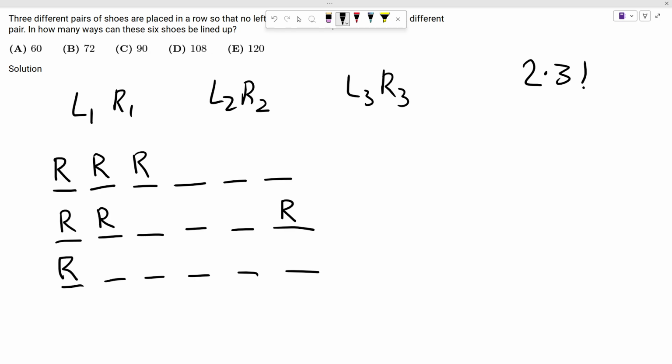Now, let's consider the cases. Okay, hold on. Let me redo this. So, first things first, we're going to consider the cases where all 3 rights are together in a cluster. That means that every right is next to another right, which will always work. These are the only 2 cases, because note that this is just the same as this, but reflected.